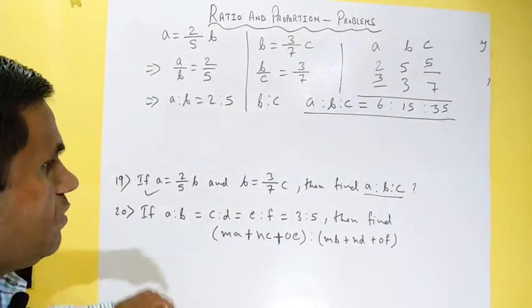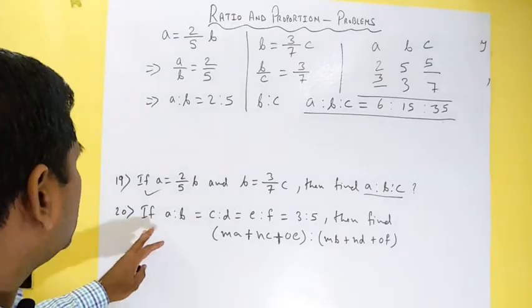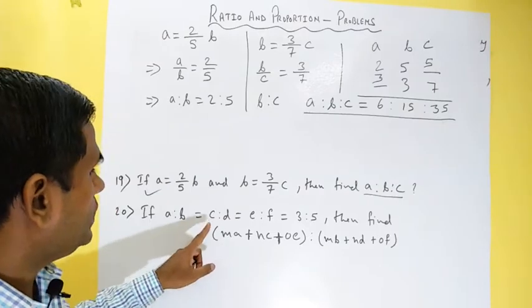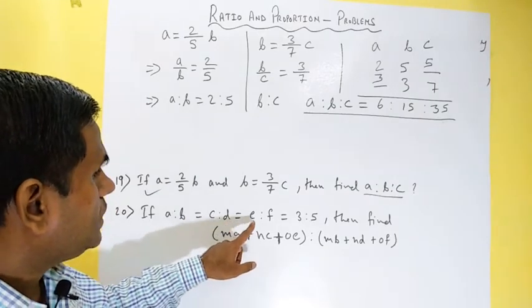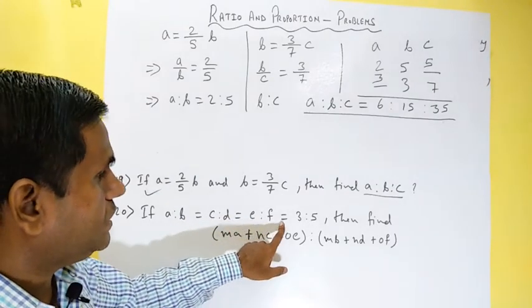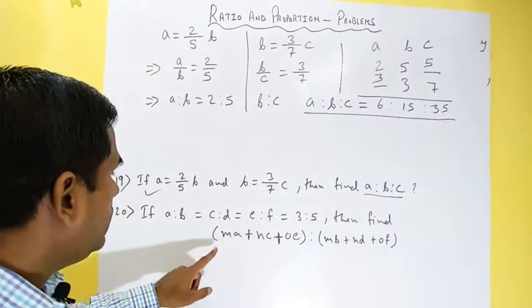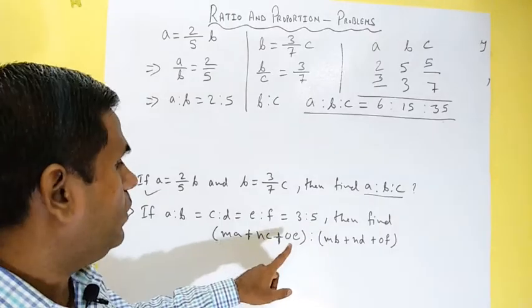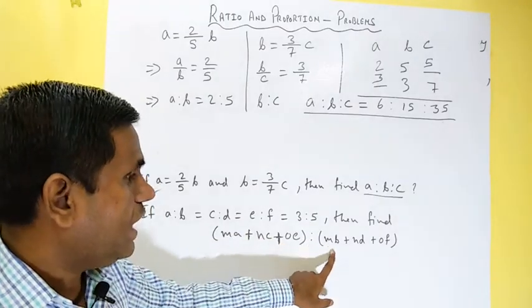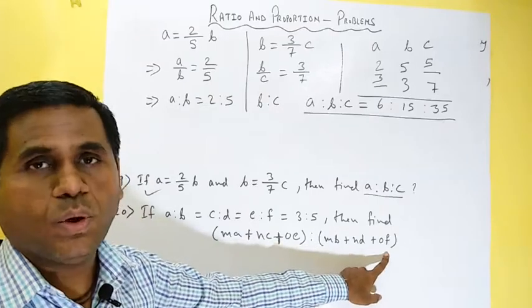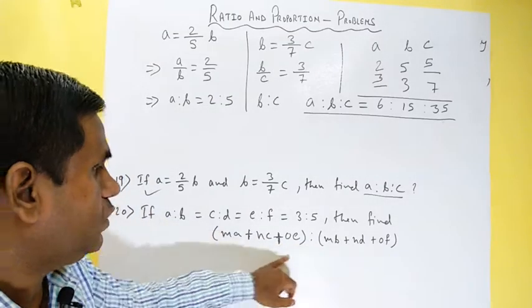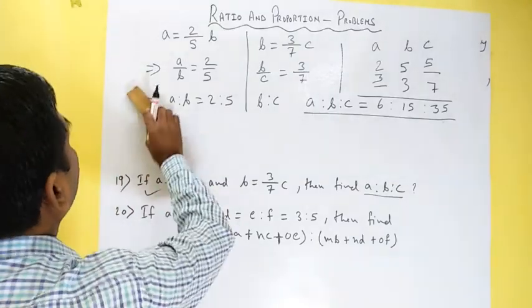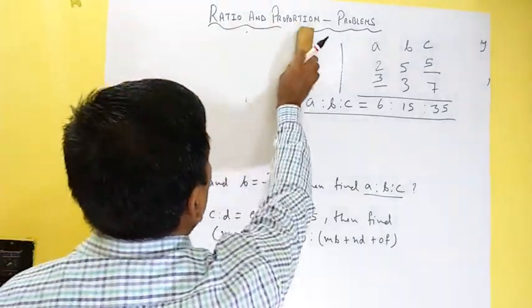Now the last problem for this video, friends. It says if A is to B is equal to C is to D is equal to E is to F is equal to 3 is to 5, then find the ratio of MA plus NC plus OE is to MB plus ND plus OF. So we have to find the ratio of this. Let us quickly solve this also using a very easy method. Please be with me.